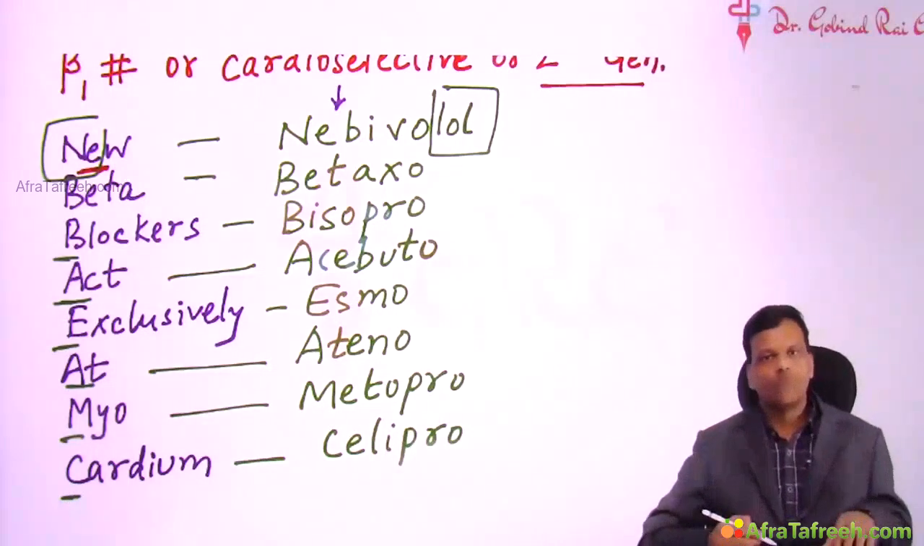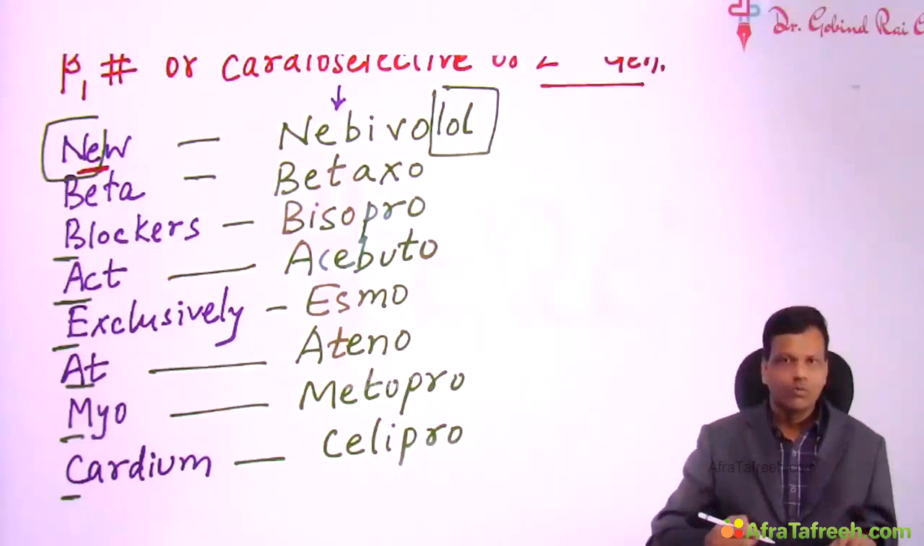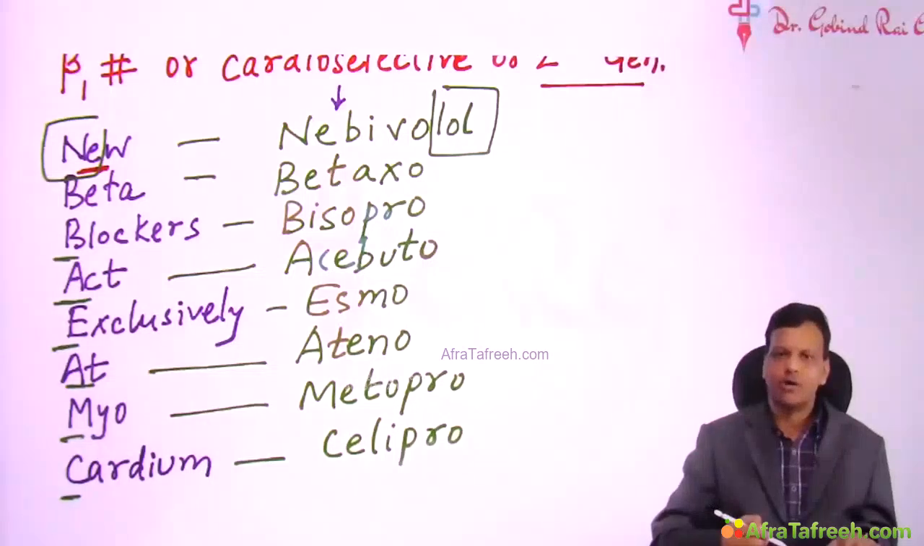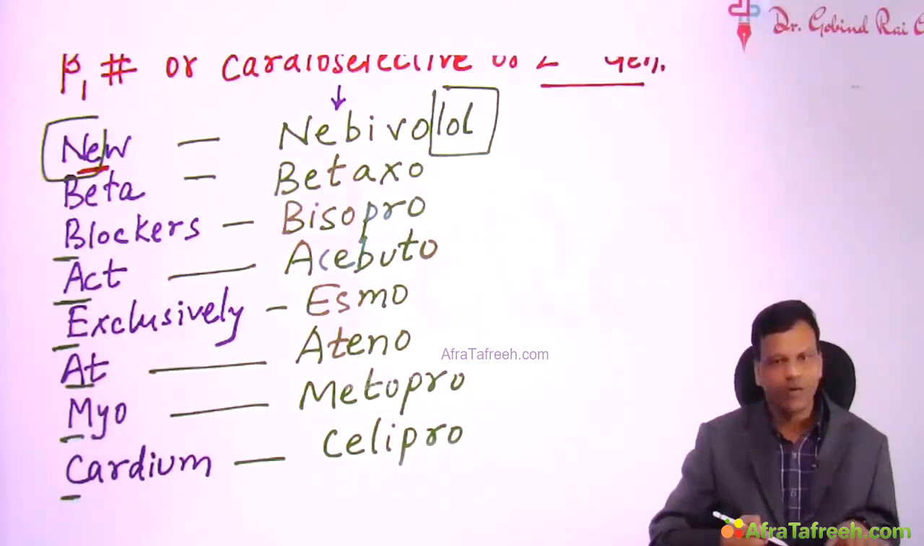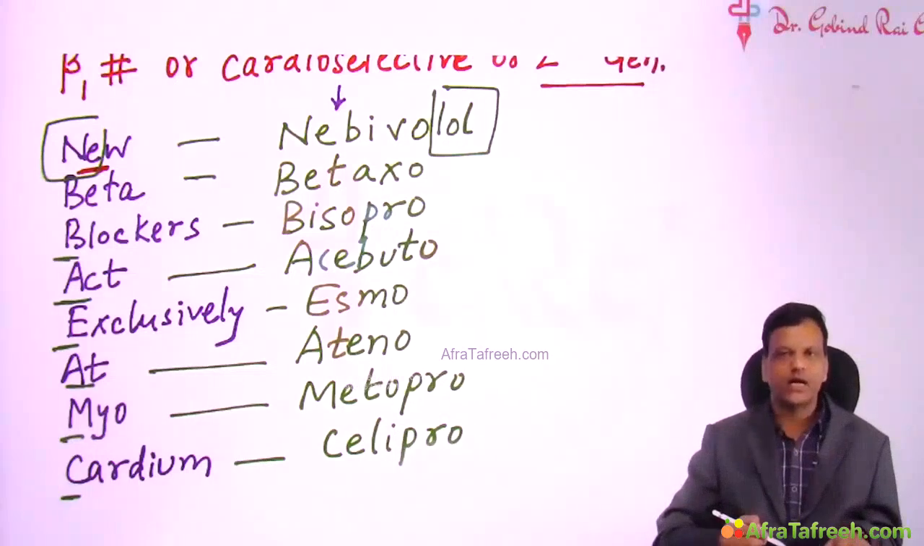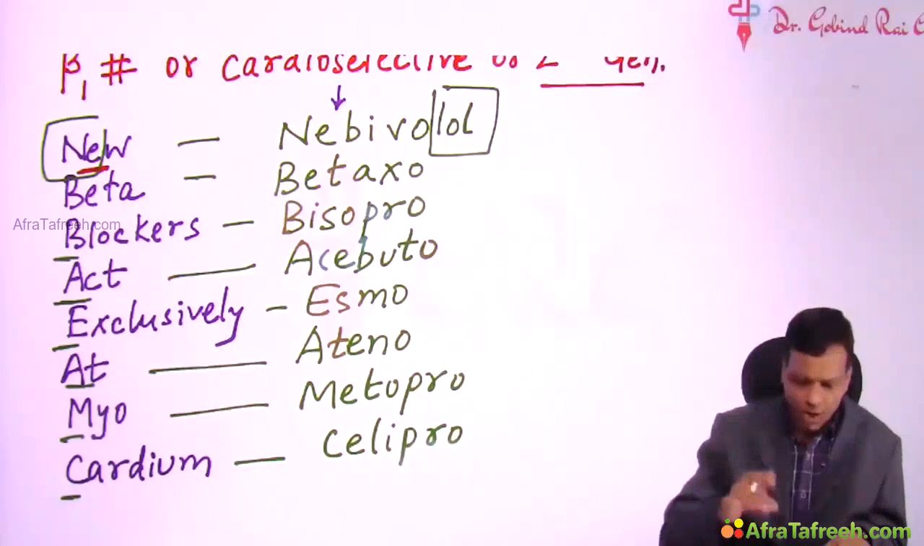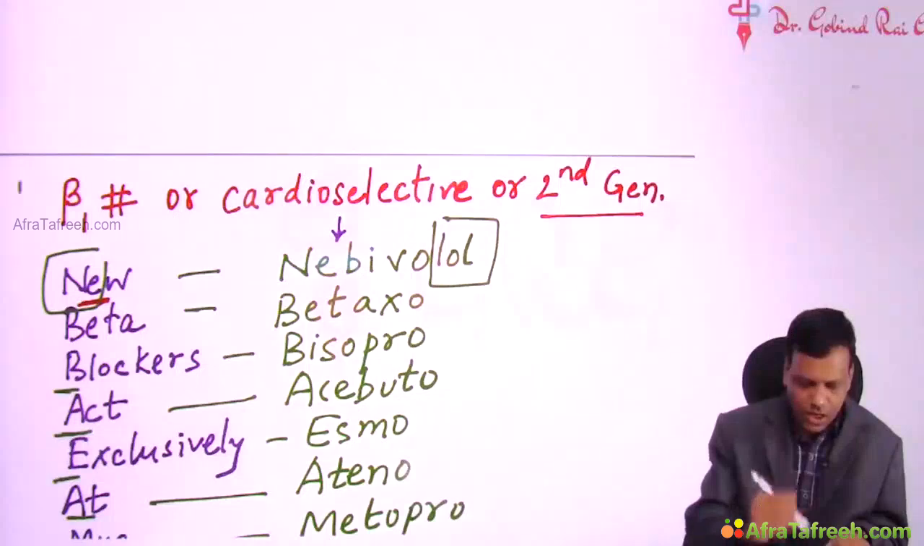Remember, in total we have more than 40 beta blockers now. Out of them, only 8 are cardioselective, which we can remember as new beta blockers act exclusively at myocardium. So only 8 are cardioselective. Rest all beta blockers, that means rest all the drugs ending with LOL, are non-selective beta blockers. And the advantage of cardioselective beta blockers is they are relatively safe in asthma, diabetes and peripheral vascular disease. This is the most important property of beta blockers, which is cardioselectivity.